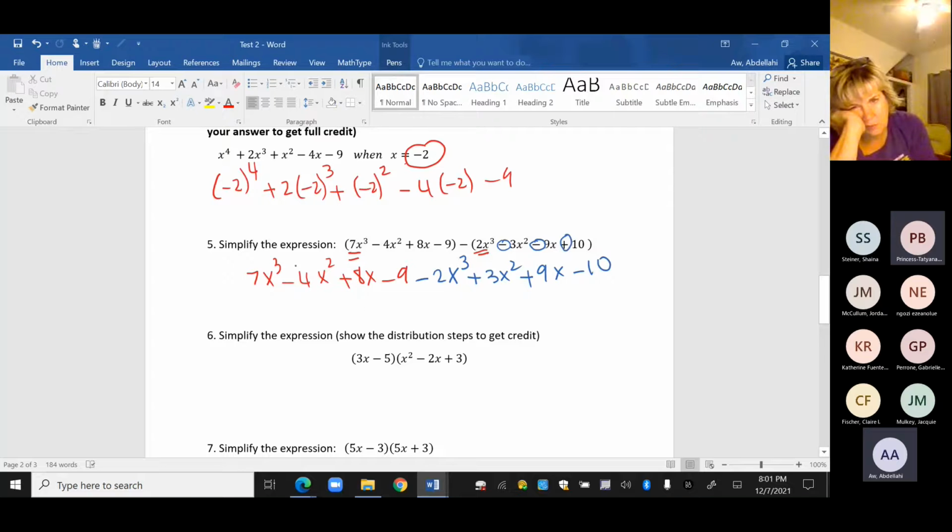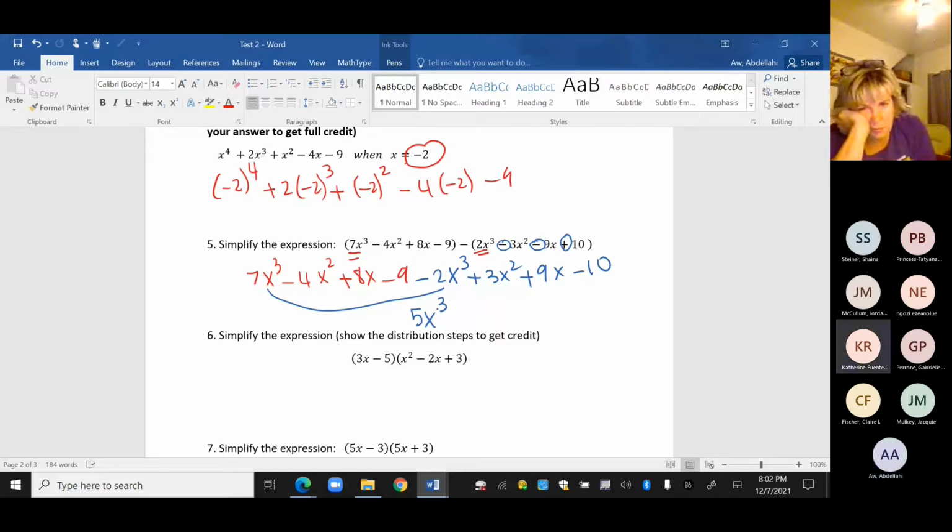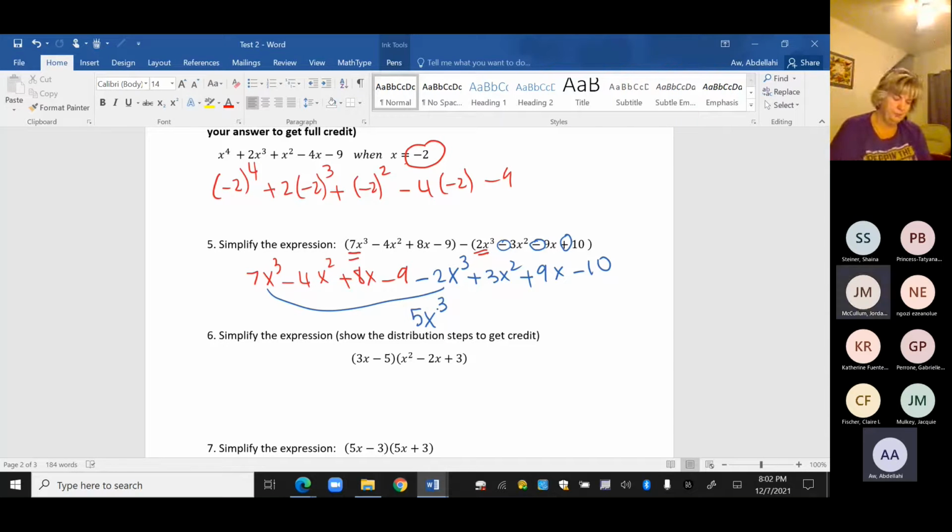And now we just go ahead and combine like terms, right? These two together. How much? 7x cubed minus 2x cubed, how much is that? No, 7 minus 2 is 5x cubed, right? When you add or subtract exponential terms, the exponent doesn't change because you're adding or subtracting terms. You just combine like terms.